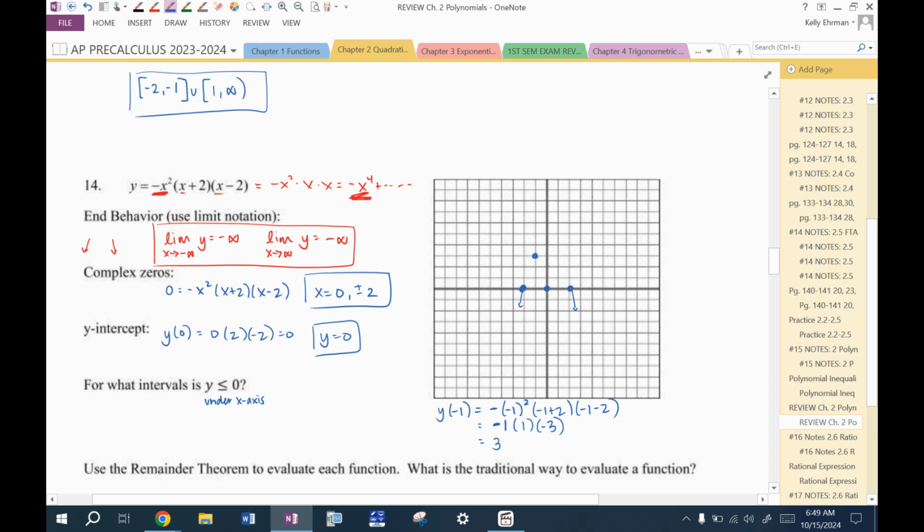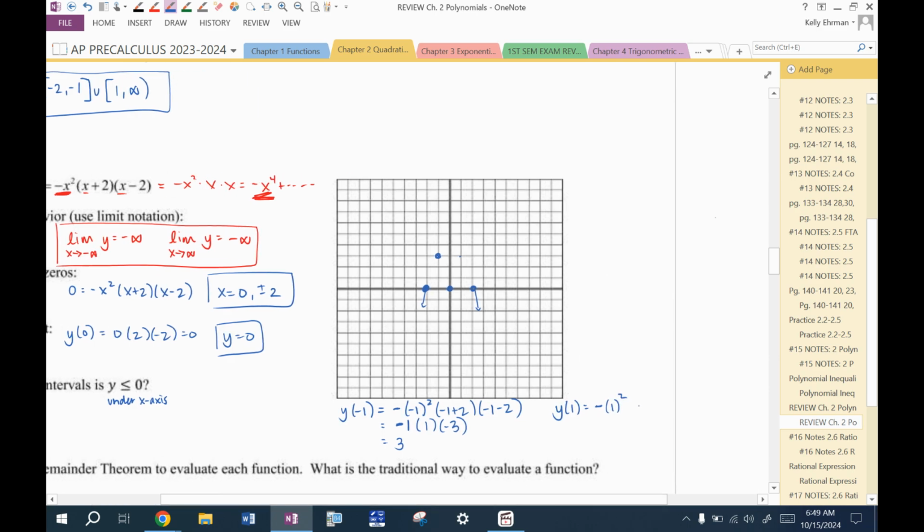And this is an even function, so I do know that at 1 I'm going to get the same thing, but I can show that. Plug in 1, and you get negative 1 squared times 1 plus 2 times 1 minus 2. So that's going to be the same thing. Negative 1 times 3 times negative 1 is still positive 3.